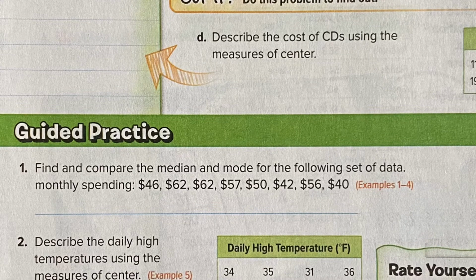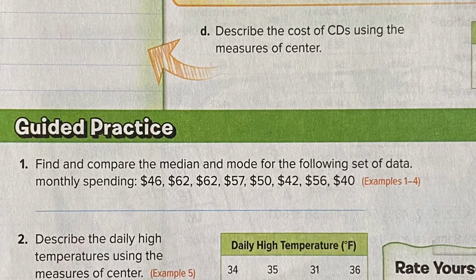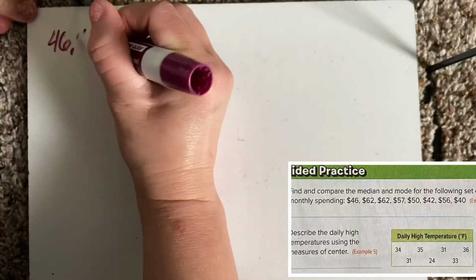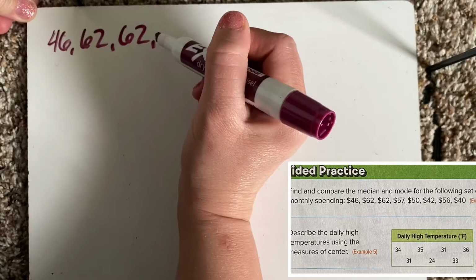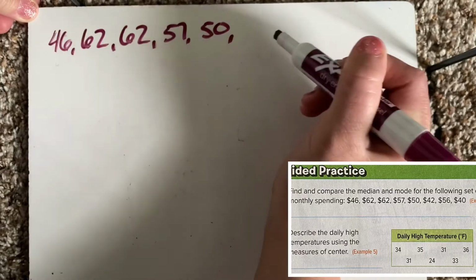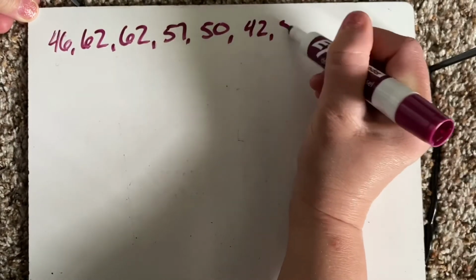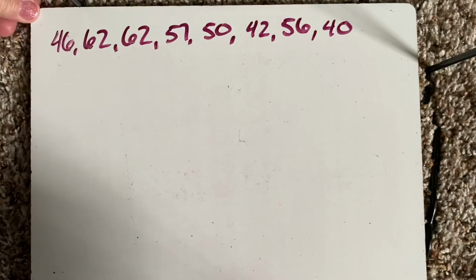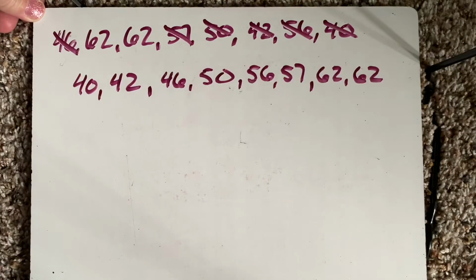Okay, I'm going to skip to number 1 in the guided practice. We are to find and compare the median and mode for this set of data. So this is money that someone has spent every month. And so I'm again going to list these dollar amounts out so I can wrap my head around them and then put them in order from least to greatest.